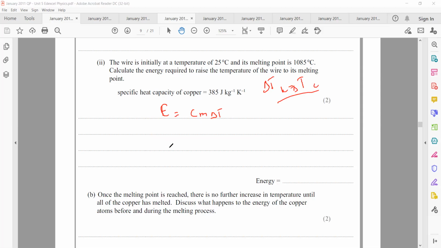So energy is equal to Cm delta T. The specific heat is 385 multiplied by the mass, which we calculated in the previous part. I'm taking the answer from the previous part, 2000. And the temperature change is 1085 minus 25. So we will get the energy required to reach the melting point of this copper, which will be 8 exponent 8 joules.